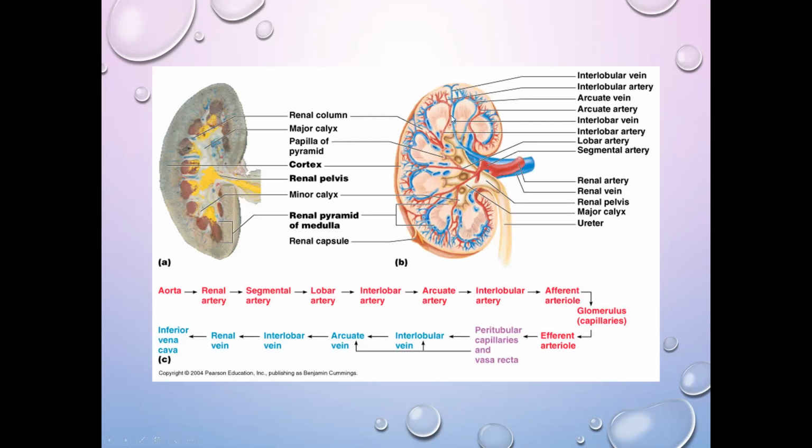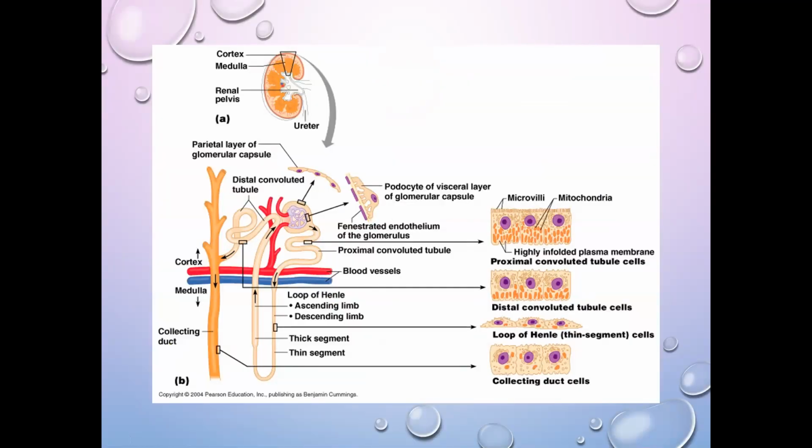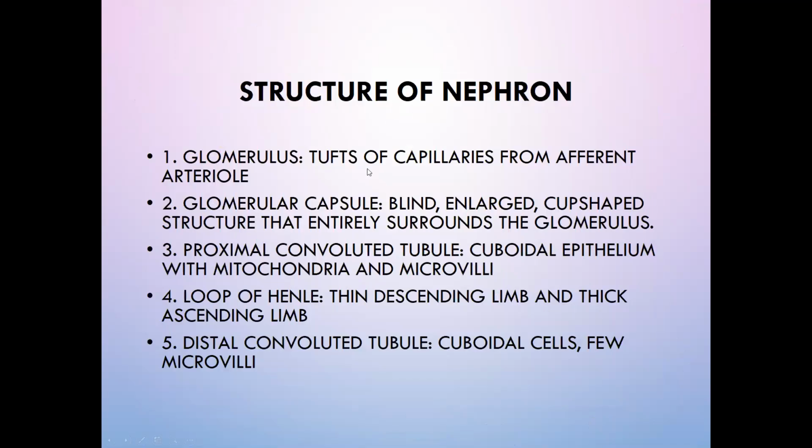This picture just shows how the blood vessels pass through the renal columns on their way out to the cortex, because all of filtration and reabsorption is going to happen within the cortex. As far as blood vessels are concerned, we've got the glomerulus, the little ball of capillaries. It means a ball of yarn. From the afferent arteriole, the capsule is blind because it's like a fist in a balloon.